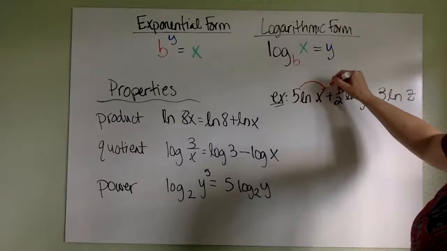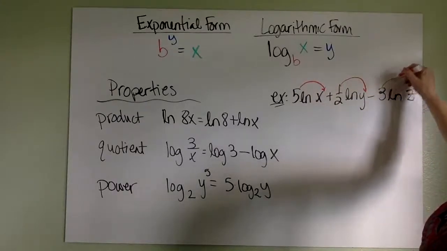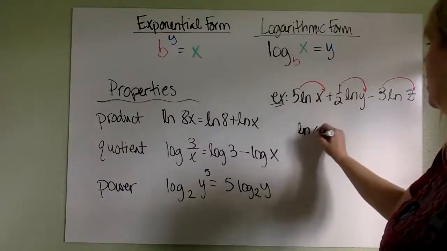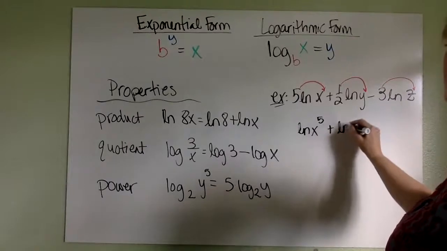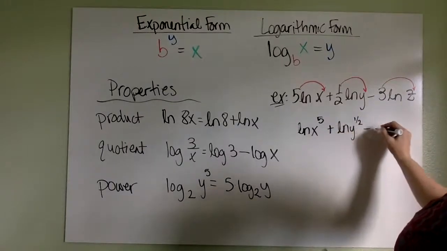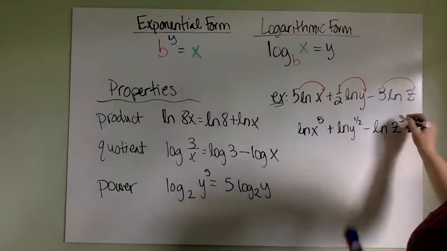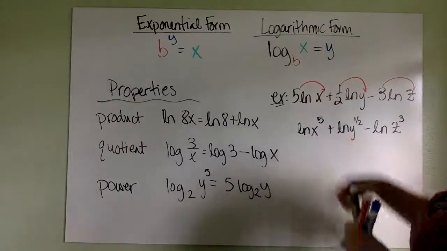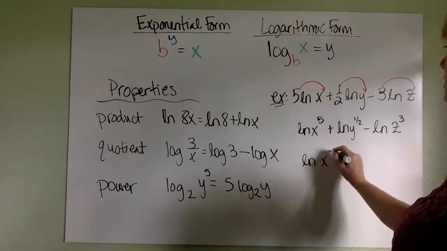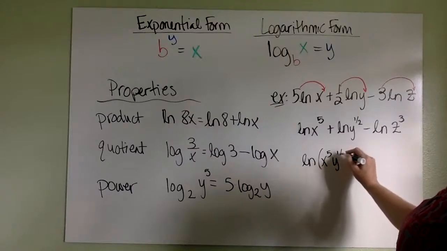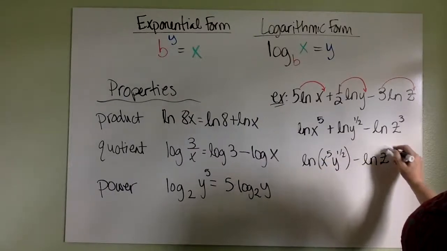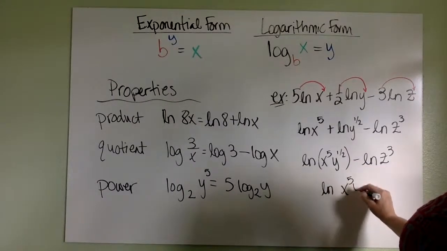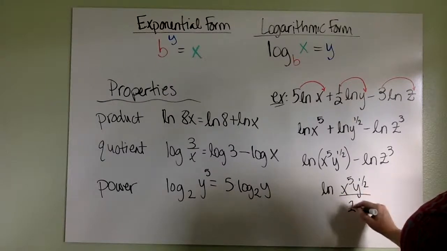The 5 becomes the exponent on the x, the 1/2 becomes the exponent on the y, the 3 becomes the exponent on the z. So it looks like natural log of x to the 5th plus natural log of y to the 1/2 minus natural log of z to the 3rd. And then to put it into one, these two are multiplied together. So that's the natural log of x to the 5th times y to the 1/2. And then this subtraction means division. So the natural log of x to the 5th, y to the 1/2 over z to the 3rd.